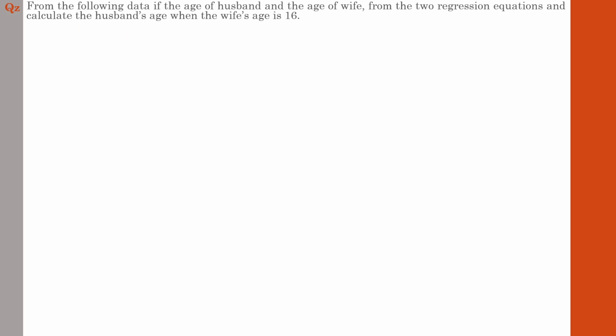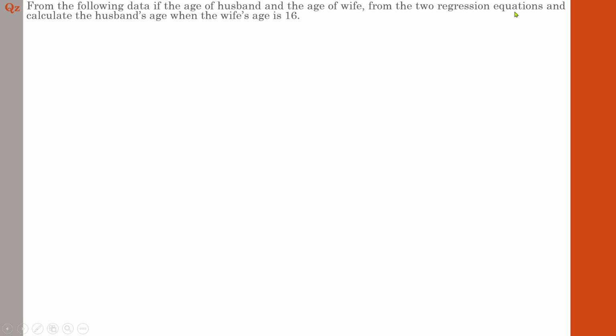From the following data, of the age of husband and the age of wife, form the two regression equations and calculate the husband's age when the wife's age is 16. See, in this question there are two parts. First part is, in this question they are studying the details regarding the age of husband and age of wife, from the two regression equations.